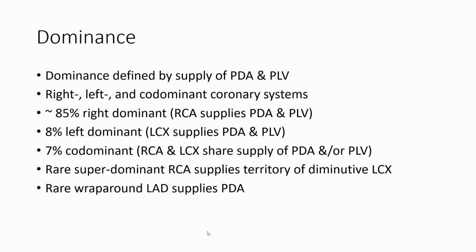Dominance is defined by the supply of PDA and PLV: right, left, and codominant coronary artery systems. About 85% are right dominant, where the right coronary artery supplies the PDA and PLV. 8% are left dominant, where the left circumflex supplies the PDA and PLV. 7% are codominant, where the right coronary artery and left circumflex share supply of the PDA and or PLV. In a superdominant right coronary artery, it supplies the territory of a diminutive left circumflex artery. A wraparound LAD supplies the PDA.